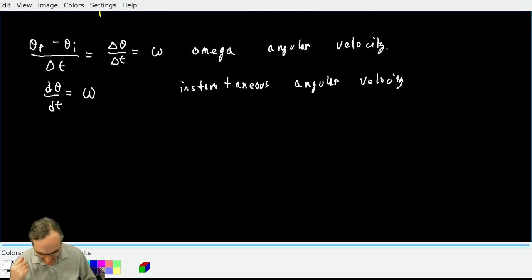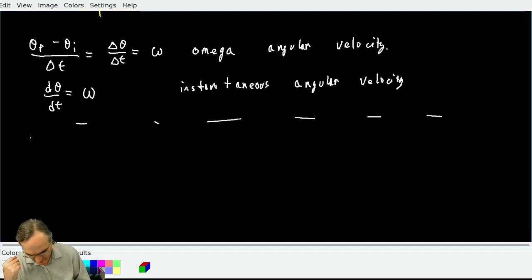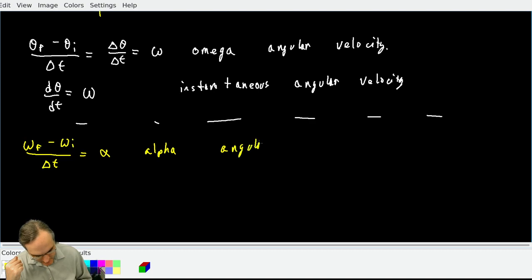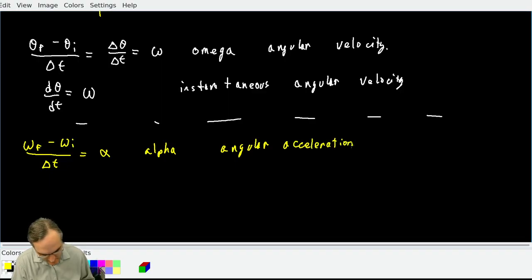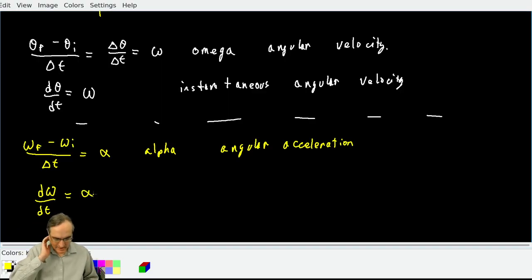And of course, we can extend the idea one more time and have, what if we change omega? If we take omega final minus omega initial and we divide by an elapsed time, that gives us alpha, and that is angular acceleration. Okay, of course, we can also do that as a derivative. The derivative of the angular velocity with respect to time gives us the instantaneous angular acceleration.